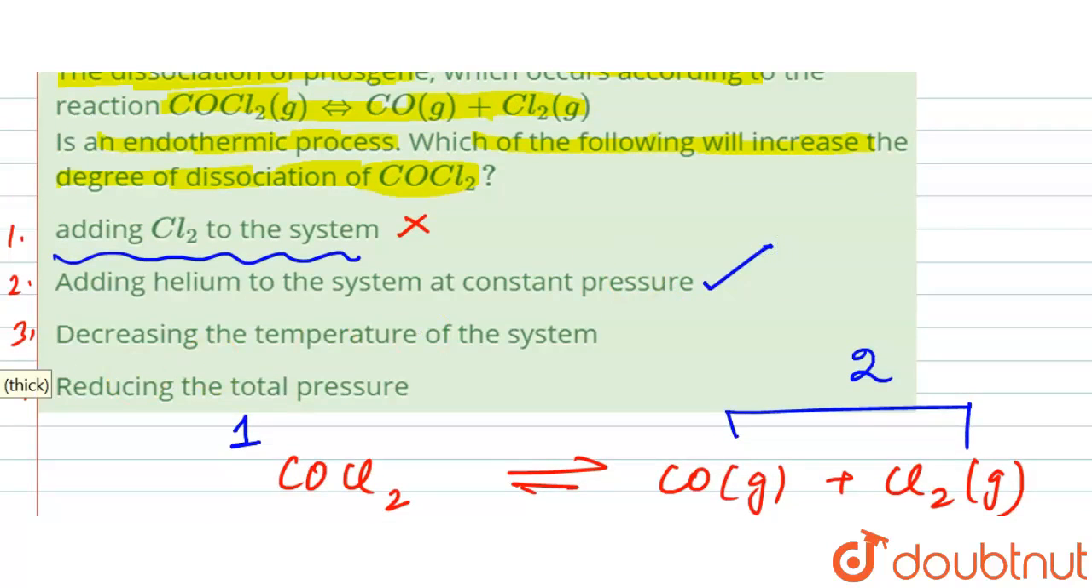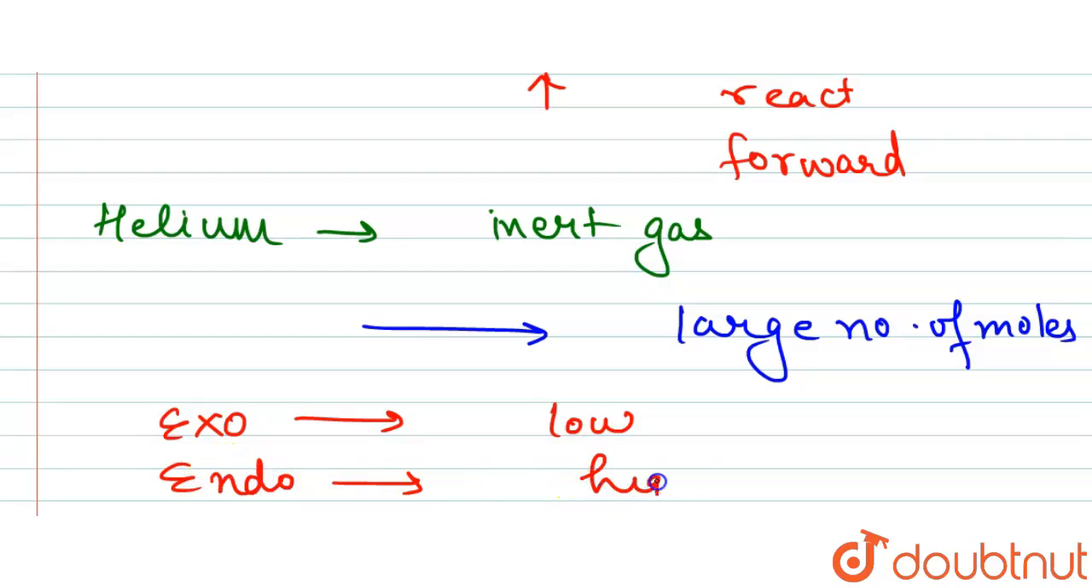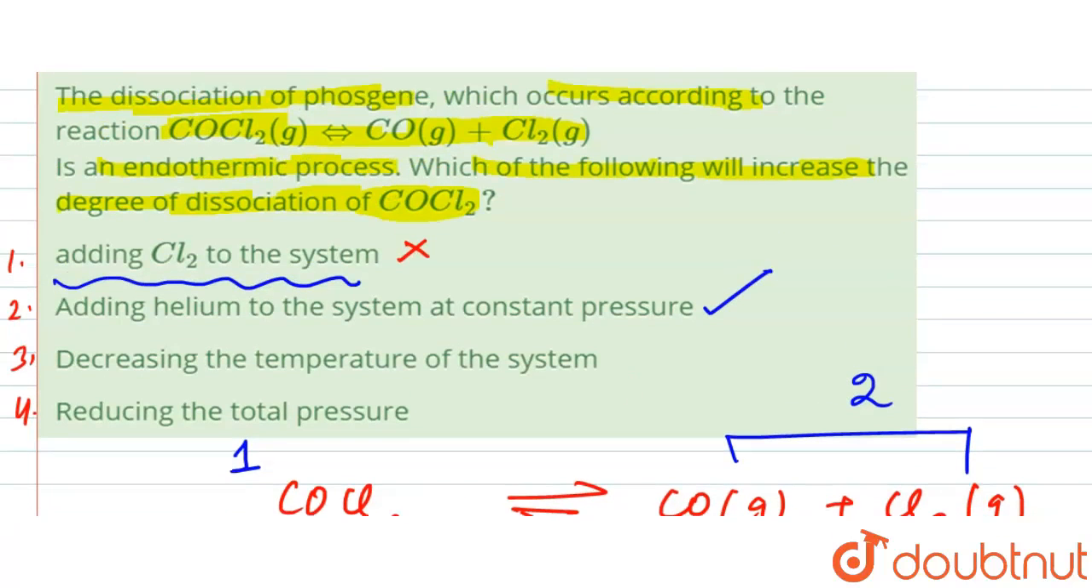Now the next is decreasing the temperature of the system. This reaction is endothermic, and according to Le Chatelier's principle, exothermic reactions are favored by low temperature and endothermic reactions are favored by high temperature. This is incorrect, because if we decrease the temperature, the equilibrium will shift in the backward direction, since the forward direction is favored by high temperature.